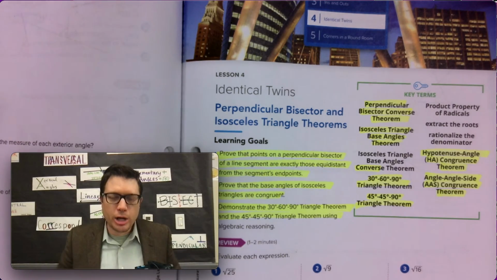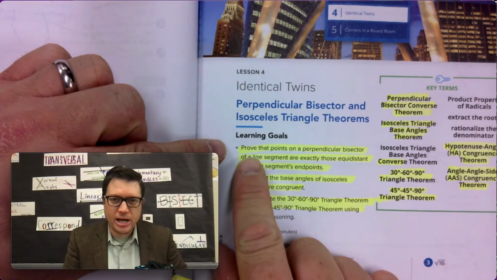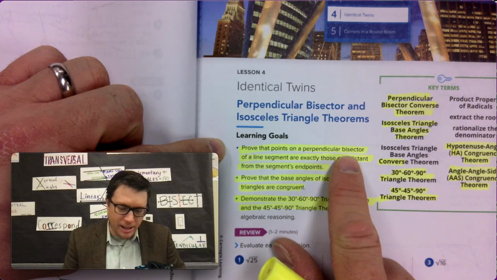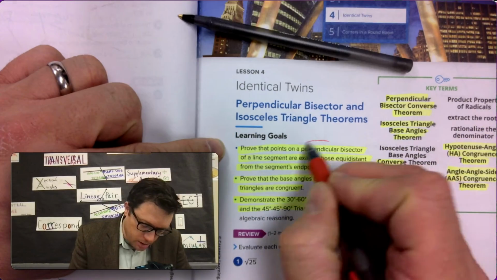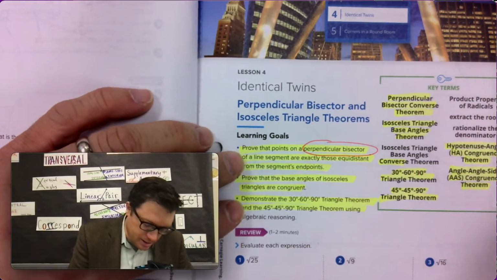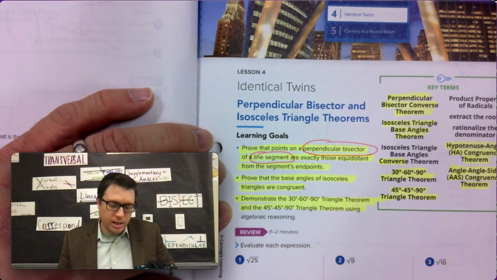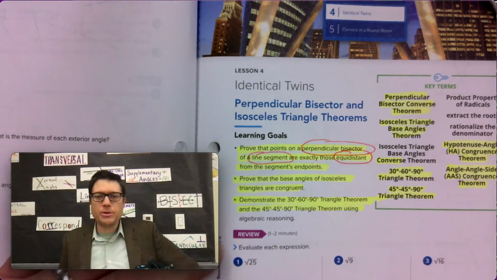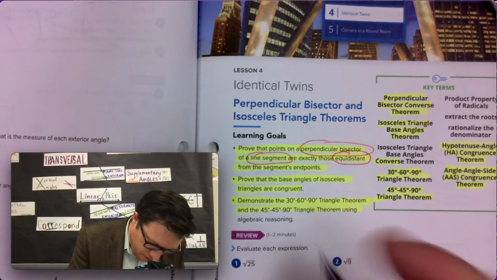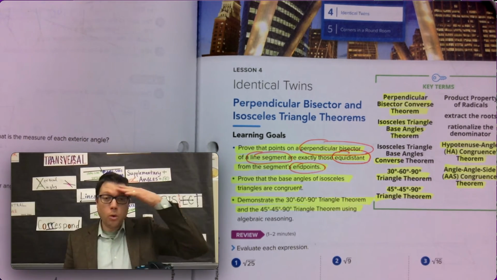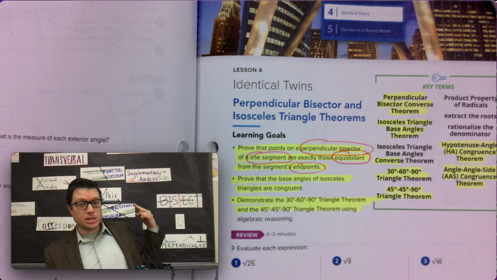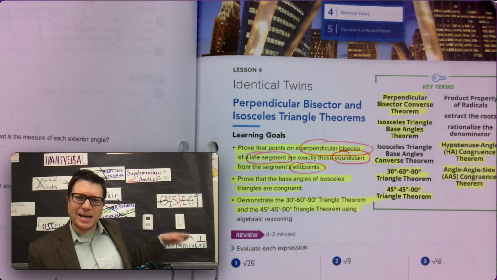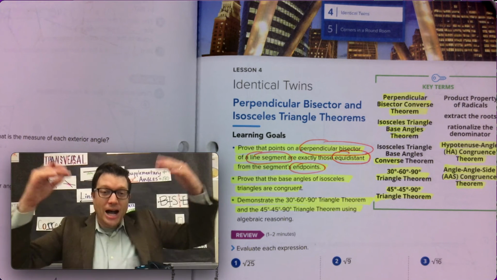Let's highlight the learning goals for this lesson. We're going to prove in the next few videos, few pages, that points on a perpendicular bisector, there's a vocabulary word, of a line segment, there's a vocabulary word, are exactly those equidistant, there's a vocabulary word, from the segment's endpoints, there's a vocabulary word. Oh. Is it on the wall? I don't know. Okay. Ooh, actually, perpendicular and bisect are right next to each other. So that's one for the wall.